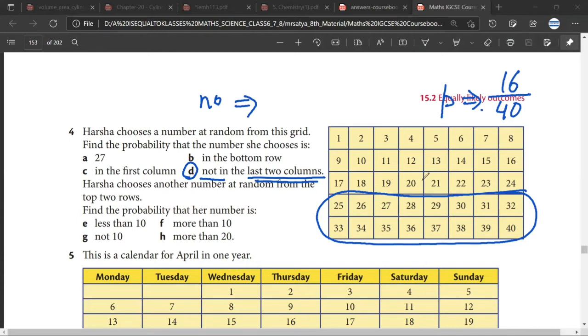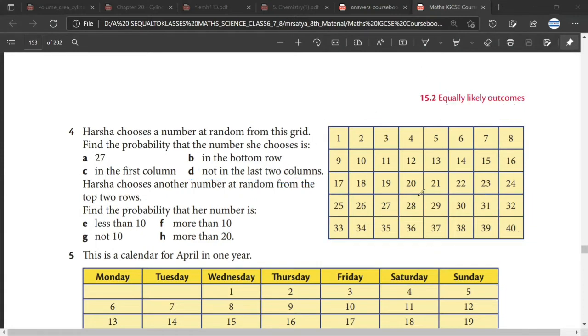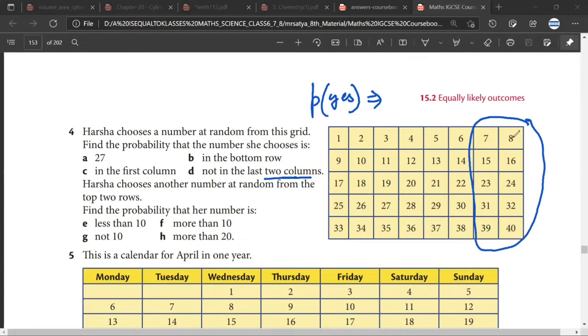Sorry? 24. No, I'm sorry. I have selected rows. I had to select columns. So the last two columns would be these two columns. So the probability of yes is 1, 2, 3, 4, 5, 6, 7, 8, 9, 10, so 10 by 40. Do you agree? Yes, sir. So the probability of no would be equal to, Satya? 30 upon 40. Is it making sense now? Yes, sir. See, slowly it will start making sense. Once we have done a few questions, it will start making sense.